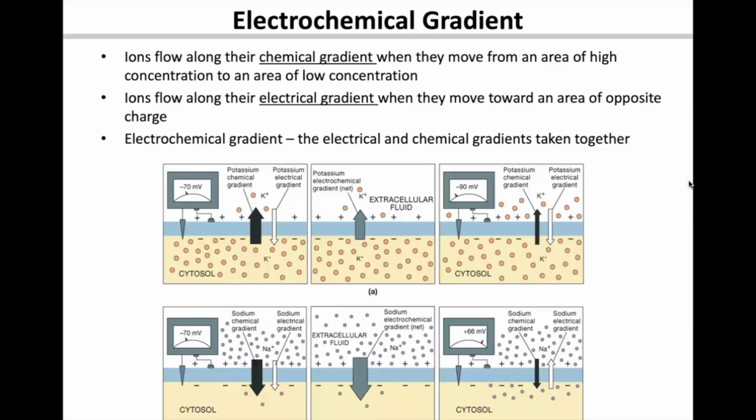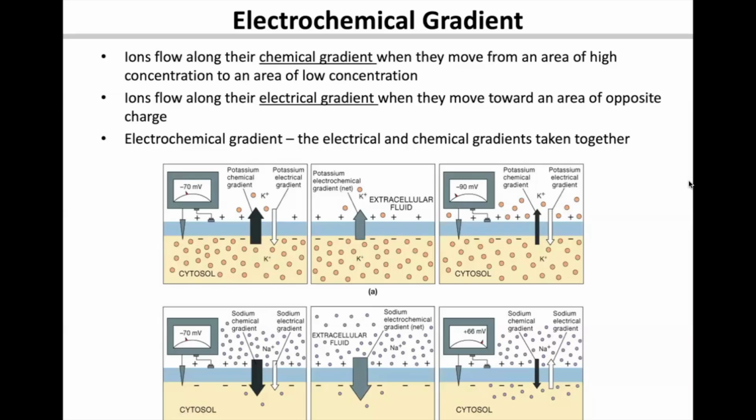The other is the electrical gradient. We know opposite charges attract. Positive will try to go to the negative, and negative will try to go to the positive. So here we're talking about two gradients. One is the electrical gradient, the other is the chemical gradient. And we are talking about two ions in here. One is the potassium ion, the other is the sodium ion.